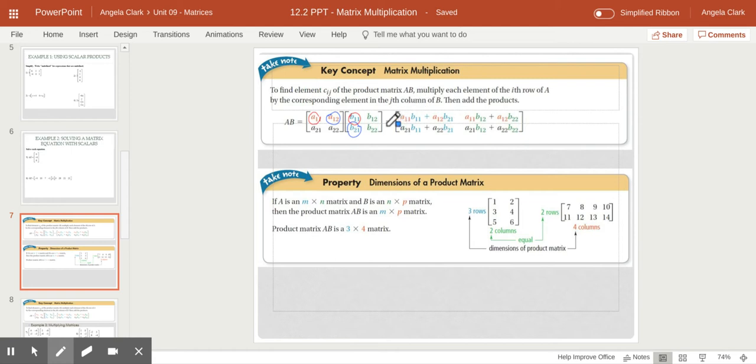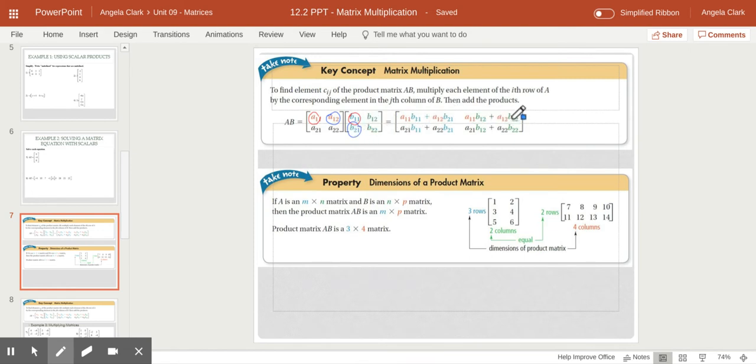Hopefully this will make more sense as we go. I know it's kind of a lot at the beginning, but basically you're multiplying each element, so you're multiplying first elements together, second elements together, but it's row times column, which is kind of counterintuitive, but we'll talk through it more.